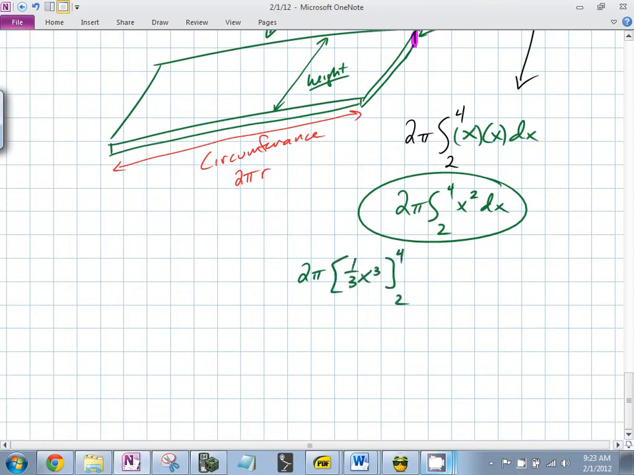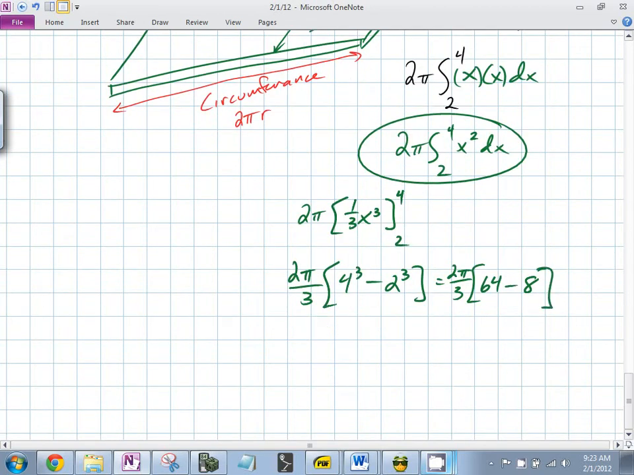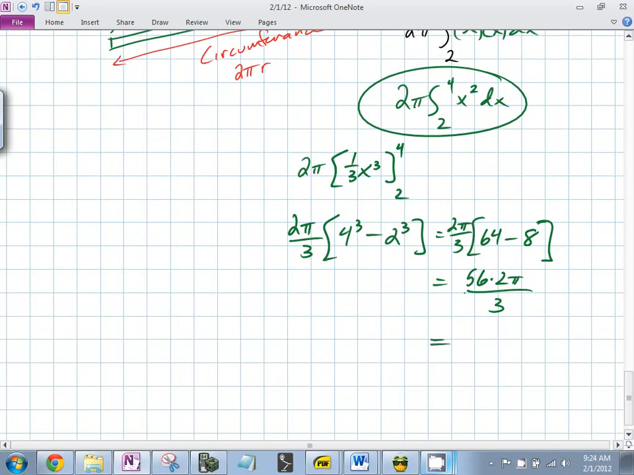So we have 2 pi over 3 times 4 cubed minus 2 cubed, which is 2 pi over 3 times 64 minus 8. So that's going to be 56 times 2 pi over 3. Is that nicely divisible? No, it's not, right? So you can just say it's 112 over 3 pi. So that was pretty doable, right? So what do we hope this is equal to? We hope it's equal to what we did on top, right? Let's actually do it and see.